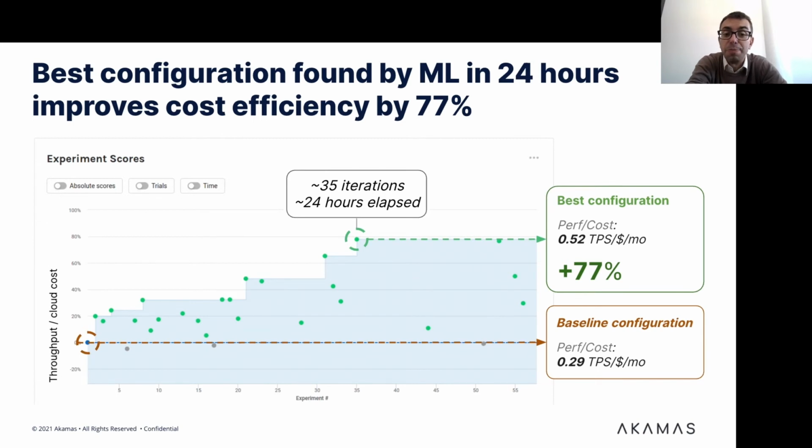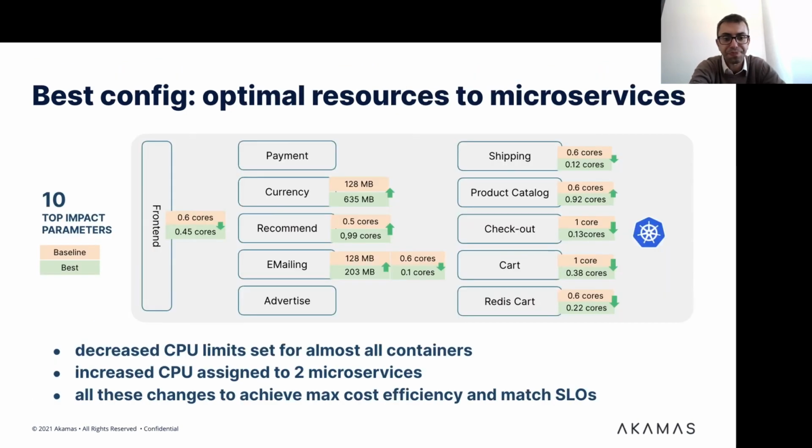This chart also helps understanding how our machine learning-based optimization works by learning from each tested configuration and quickly converging towards the optimal configuration. At this point, I guess you may want to know what the best configuration looks like. So let's inspect the best configuration by focusing on the 10 most impacting parameters.